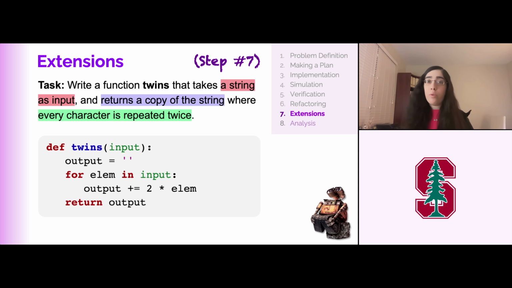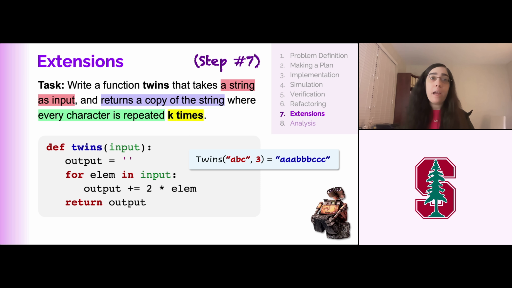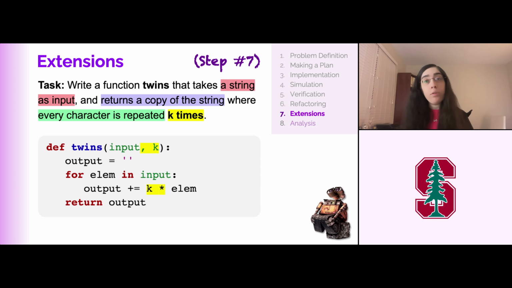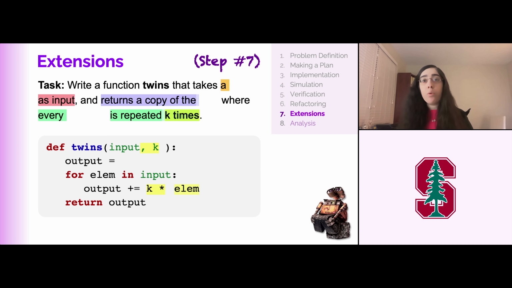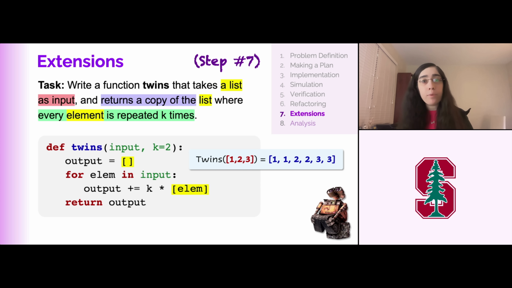Now that we really understood the task, implemented it, and verified our solution, we are ready to tackle some challenging extensions. What would we do if the task was to repeat every character k times instead of 2? In such a case, we'll have 2 arguments to our function, input and k, that we could use to support this more general case. And likewise, you can see how just a few modifications are enough to make the function deal with lists instead of strings.